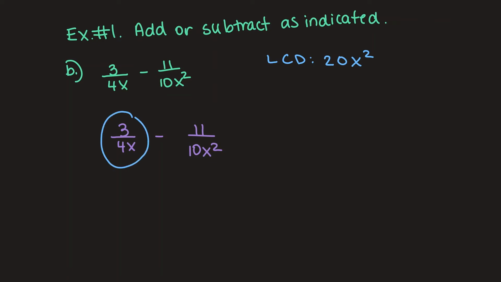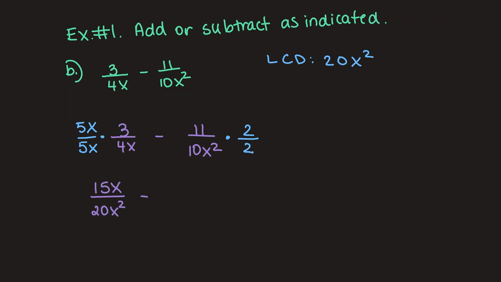So to rewrite the first expression as an equivalent rational expression with a denominator of 20x squared, we will multiply this by 5x over 5x. And to rewrite the second expression as an equivalent rational expression with a denominator of 20x squared, we multiply this by 2 over 2. This will then give us 15x over 20x squared minus 22 over 20x squared.